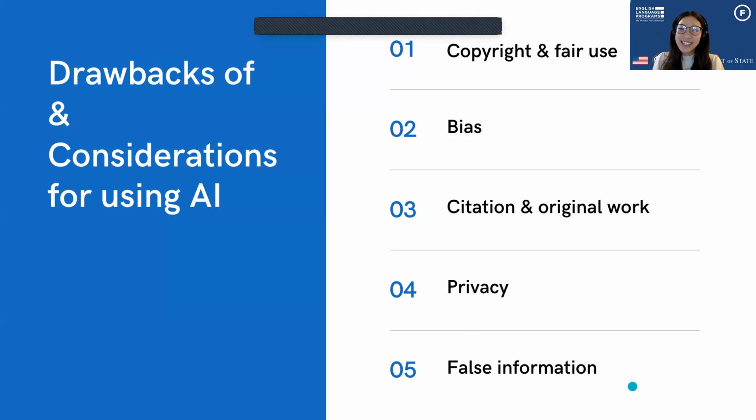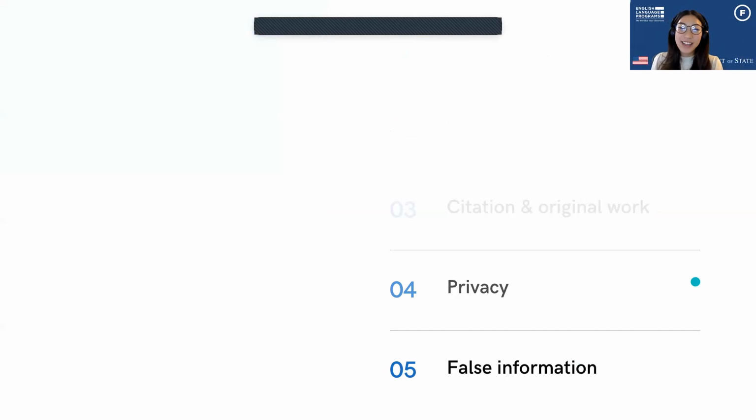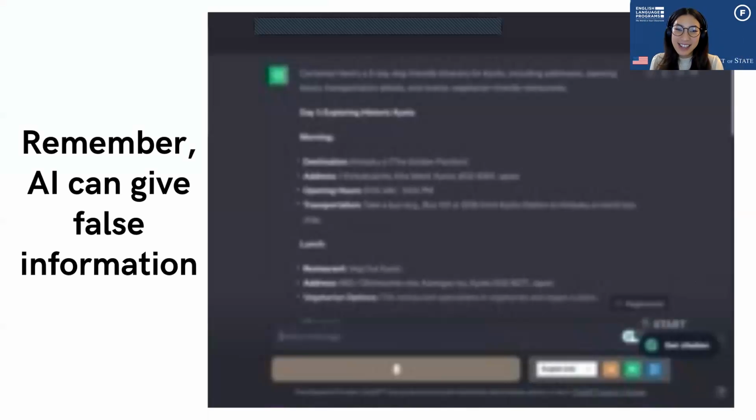And finally, AI is not completely factual. It includes false information. It will make up information, and it creates plausible but wrong information. And I just want to illustrate what that looks like.